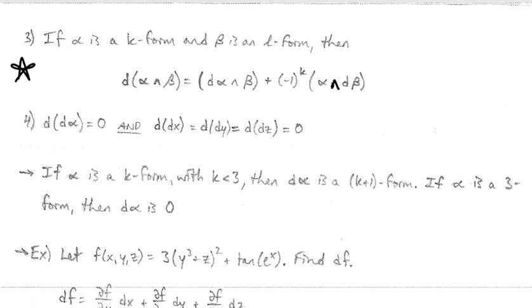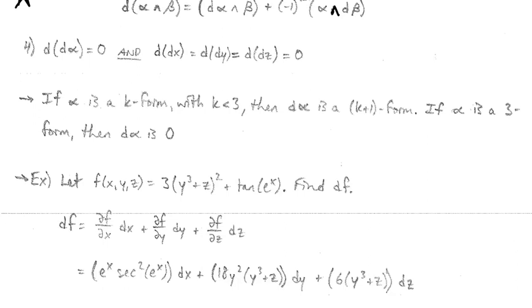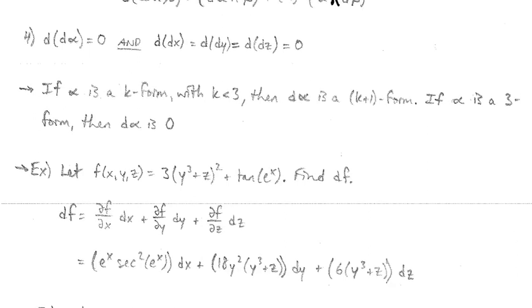So here's our first sample. Start off light, start off easy. We give you a differential 0 form here, and you have to find the differential of f, or the total derivative of f. F of xyz is 3 times y cubed plus z, that quantity squared, plus the tangent of e to the x. By property number 1, df is the partial of f with respect to x times dx.